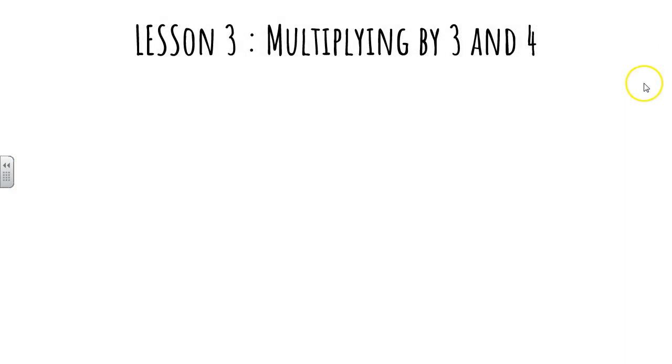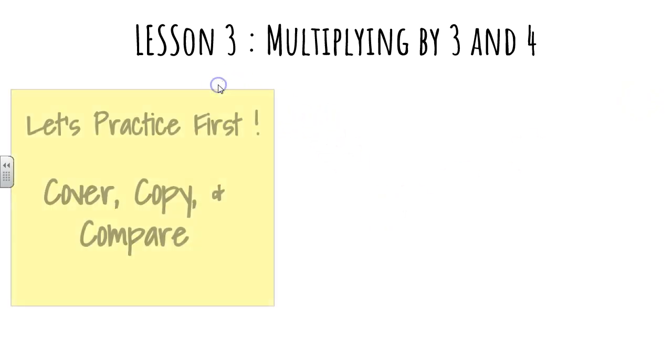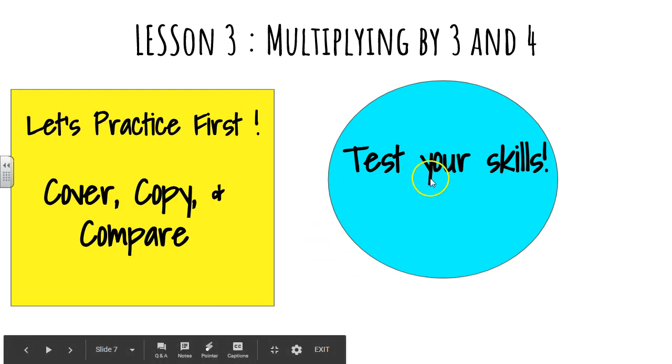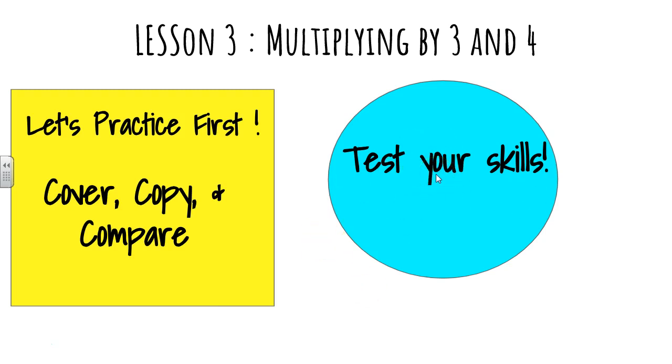For lesson 3, week 3, we will practice times 3 and times 4 tables. I wanted to note here that when you click on the test your skills button for each lesson, only that assessment for that times table pops up. So when I click on this, I'm only going to get times 3 and times 4.